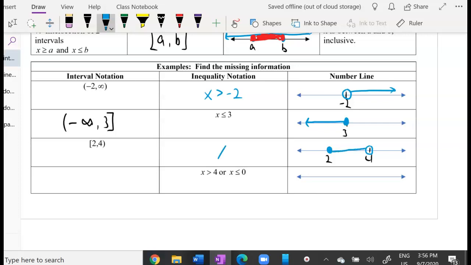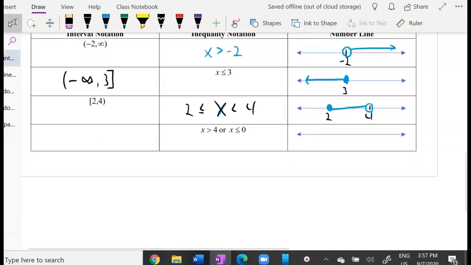As an inequality, x is between 2 and 4. So I put that down there first. It's all the values between 2 and 4, including 2. So it's greater than or equal to 2, but not including 4. So it's an open interval on the 4 side.